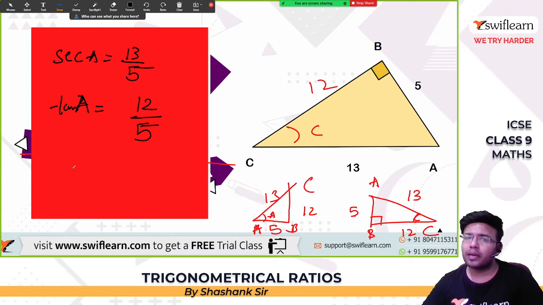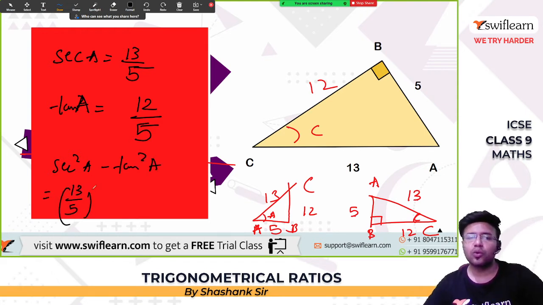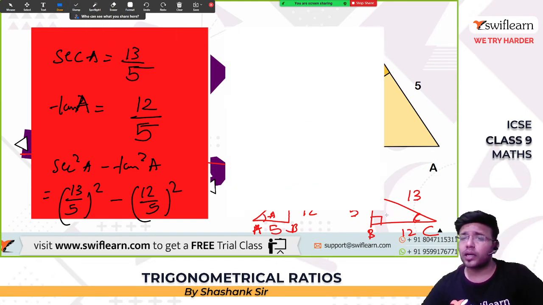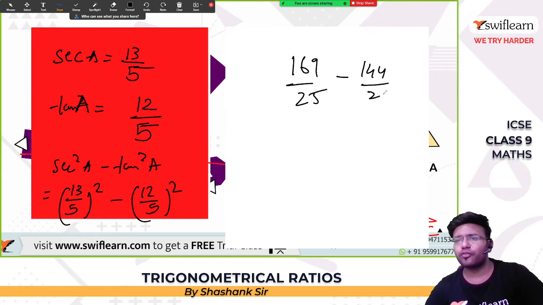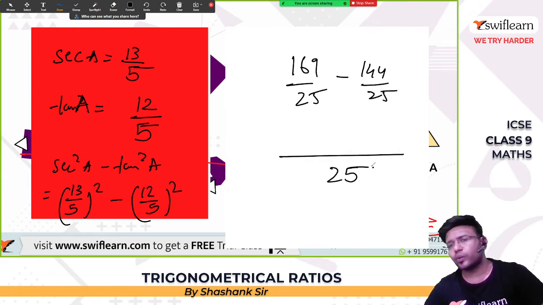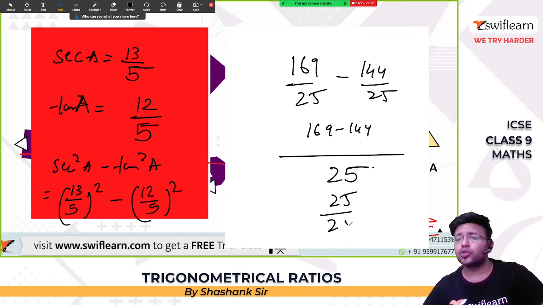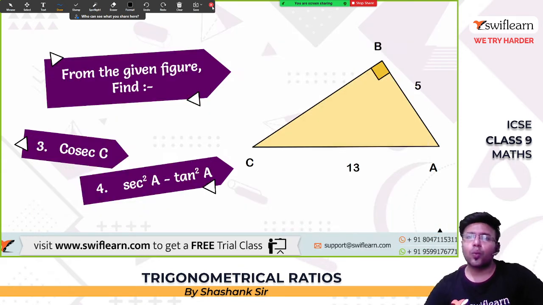Now sec square A minus tan square A is equal to 13 by 5 whole square minus 12 by 5 whole square. Simplify this. 13 square is 169, 5 square is 25. So 169 by 25 minus 12 square, which is 144, by 25. Denominators are the same, so it is 25. So 169 minus 144, how much is that? That is 25. So 25 by 25 is 1. So sec square A minus tan square A is equal to 1.